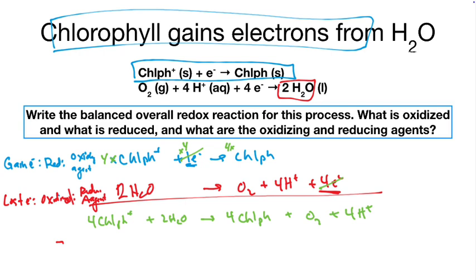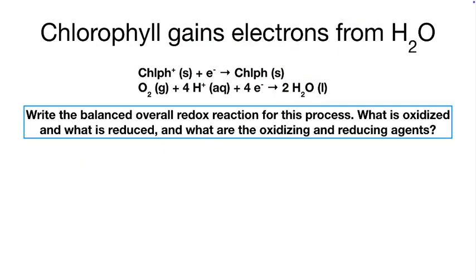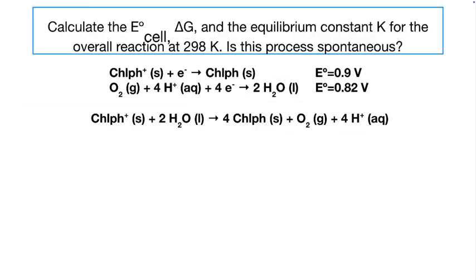Kind of make sense? Questions? Okay. Next layer. Calculate the E cell and delta G for the equilibrium constant for the overall reaction. What do you need to go through and do? There's also a typo in this. This should have a 4 in front of it. What do you need to do?